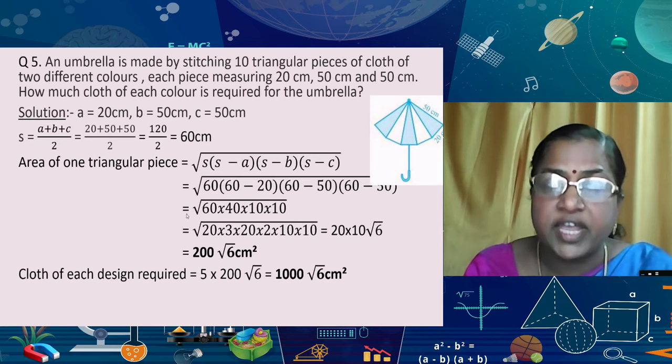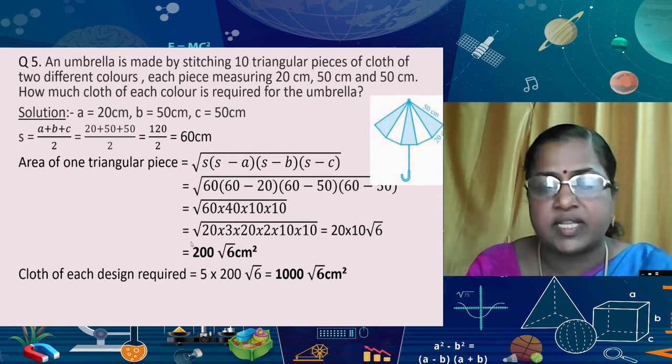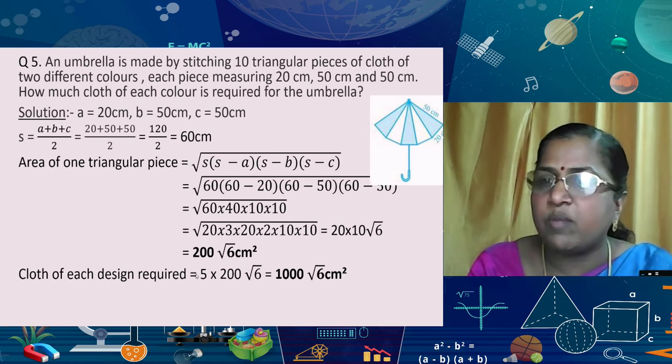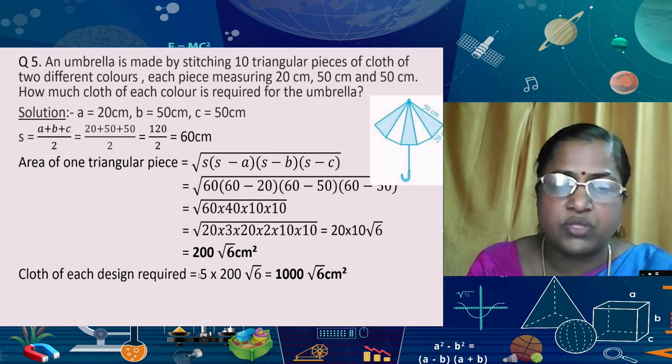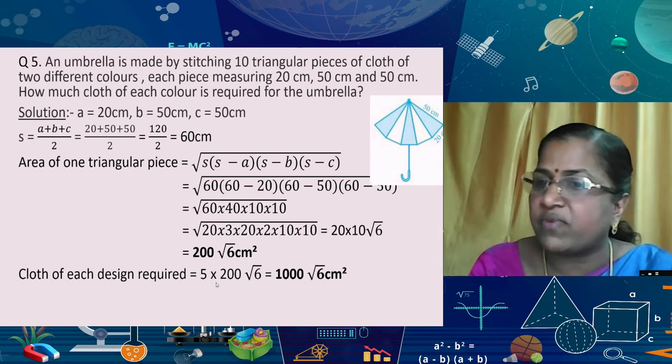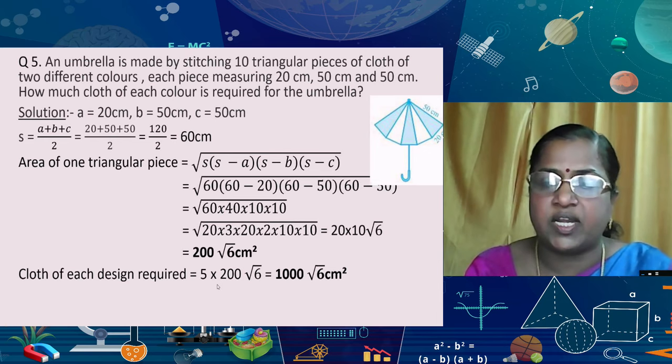But what we have to find here? We can find the area of each color, that is 5 pieces. So we can multiply it by 5. So we get the cloth of each color required as 5 into 200 root 6, that is 1,000 root 6 centimeter square.